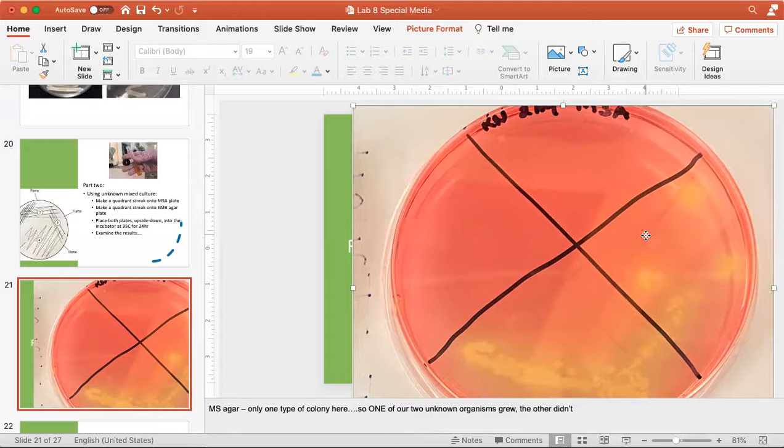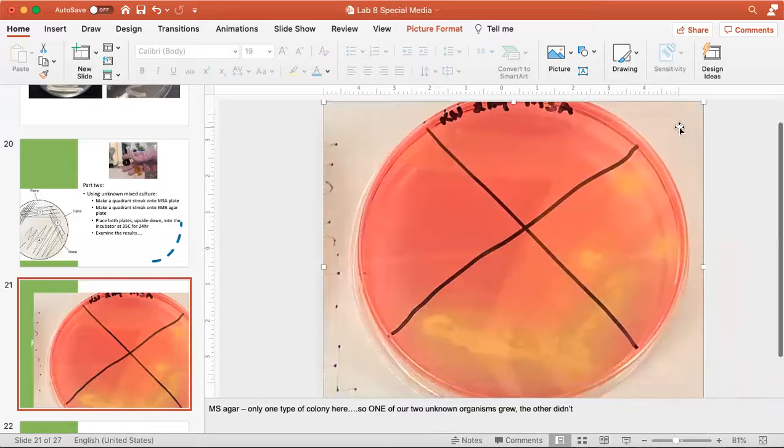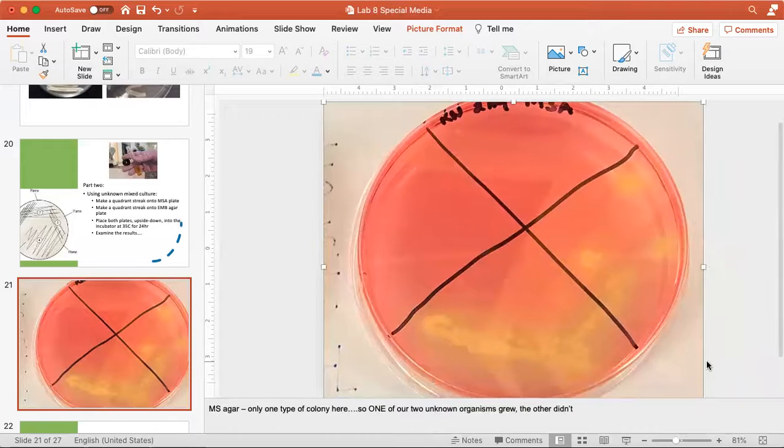Now, this is what I want you to see on this plate. First of all, there's only 1 type of colony on this plate. And second of all, that colony growth turned the media yellow. There's 1 thing growing on this plate, and it turned the media yellow. I have some important information, don't I?